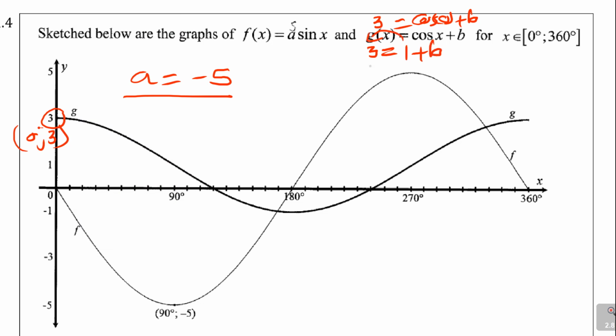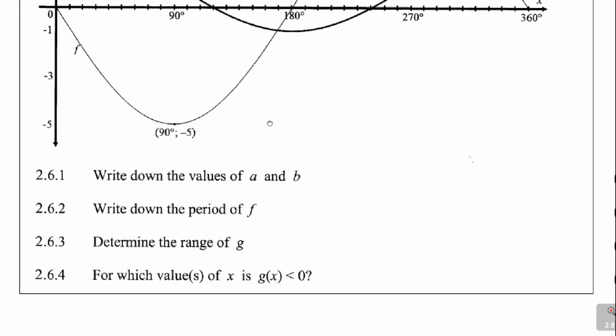Then take 1 to the other side, so 3 minus 1 is equal to b. Now what is b? It's 2. See that? So b is equal to 2. You just use those. Right.